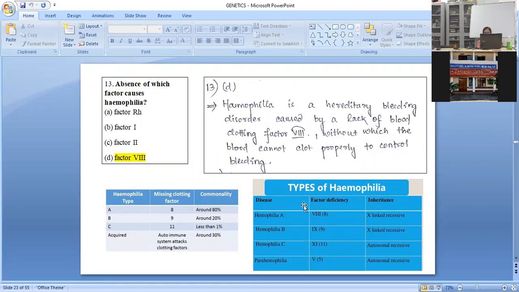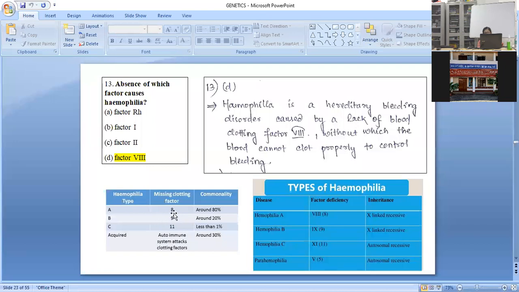As per the types, we have A, B, C, and parahemophilia. In some other references, we have A, B, C, and an acquired type of hemophilia too. In type A, it is always associated with factor 8, and this is around 80% of cases. So in general, if it is not mentioned which category of hemophilia, we have to go for the answer that is factor 8. It is also called anti-hemophilic factor, factor 8. And factor 9 is responsible for hemophilia type B.